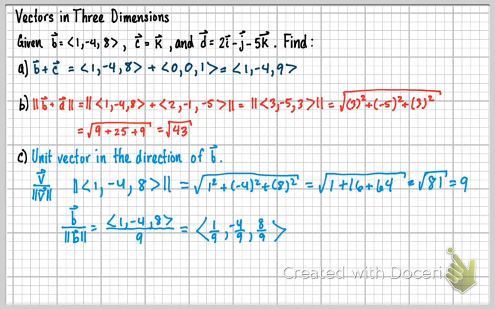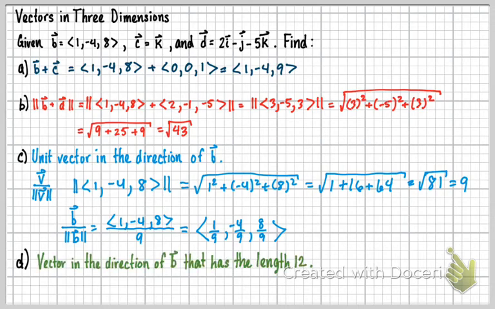Now I'm going to add one more in here, and I'm going to call it D. Now this one is going to be, now we're going to find a vector in the direction of B that has the length of 12. So in order to do this, we're just going to use part C here to help us. Because think about what I have here. I have a unit vector in the direction of B, and I want to find a vector in the direction of B again, but that has length 12.